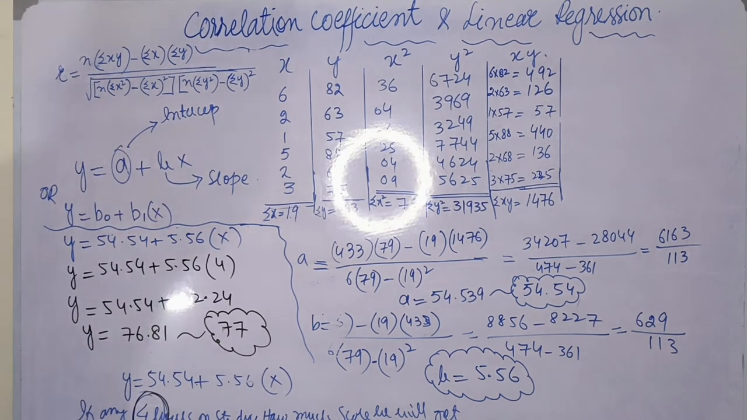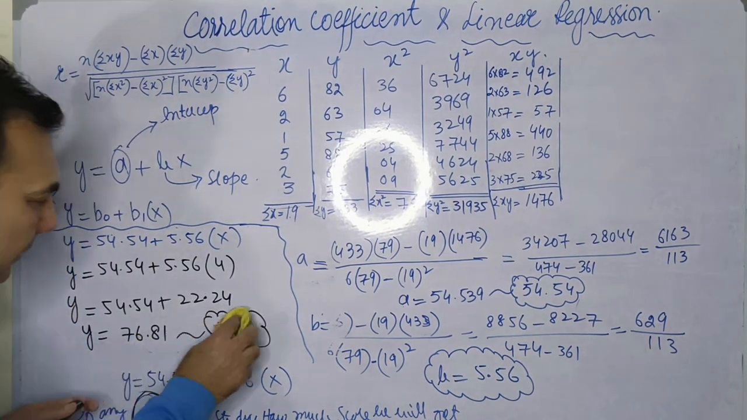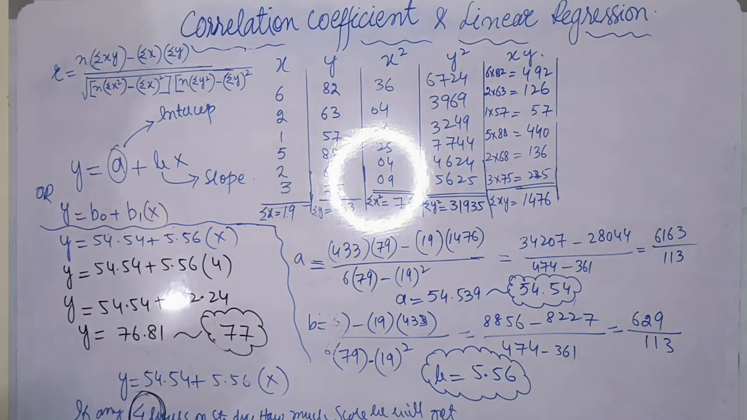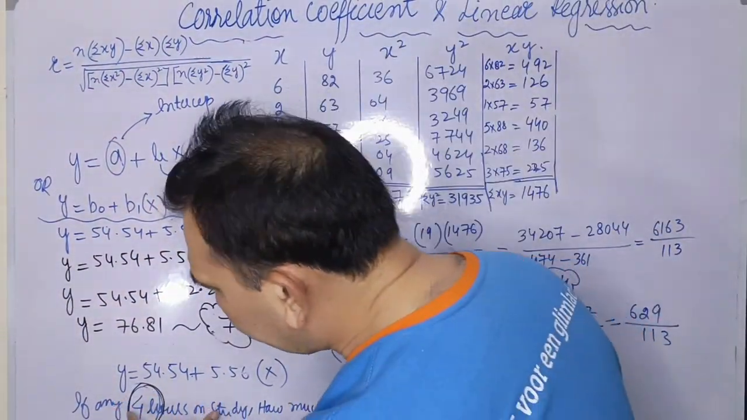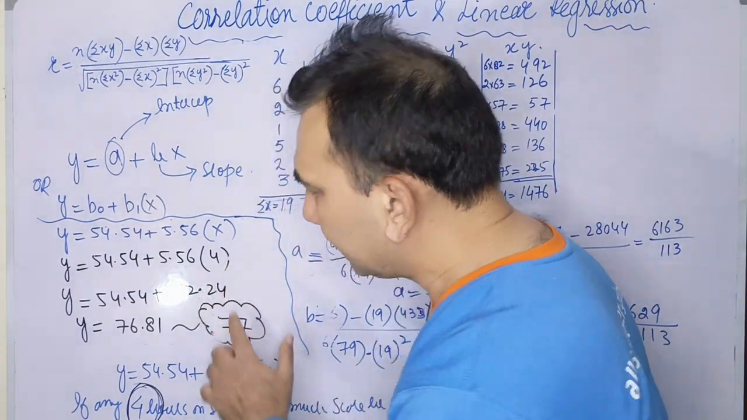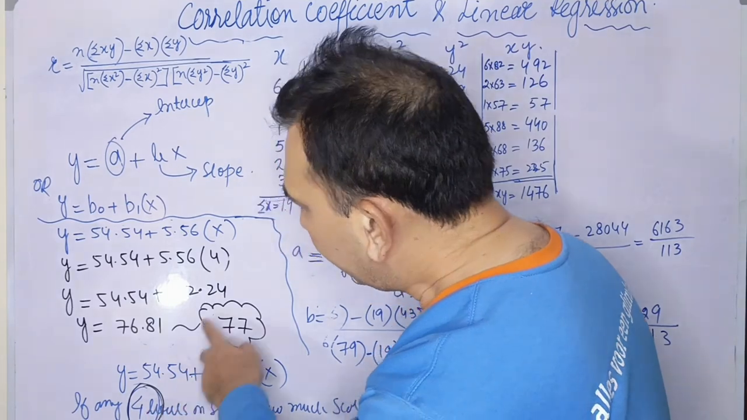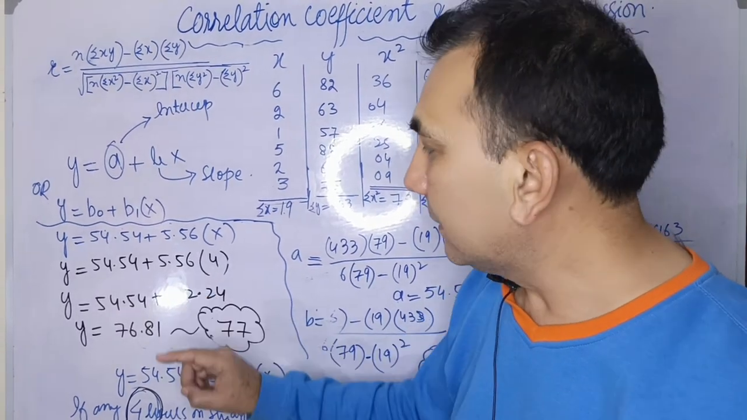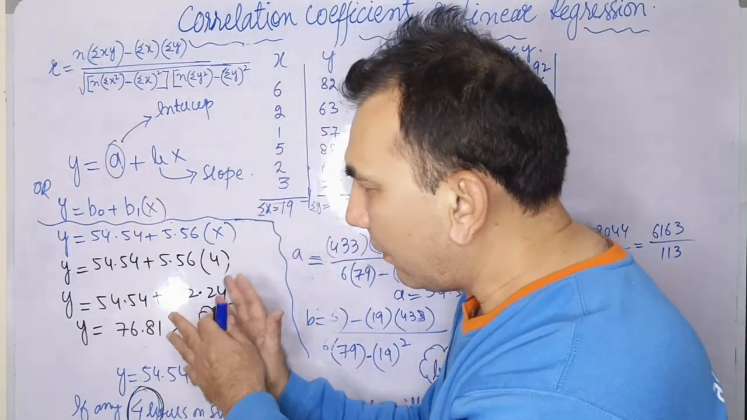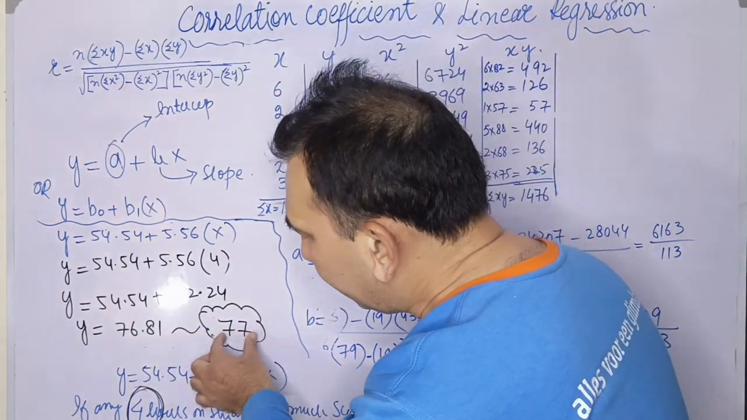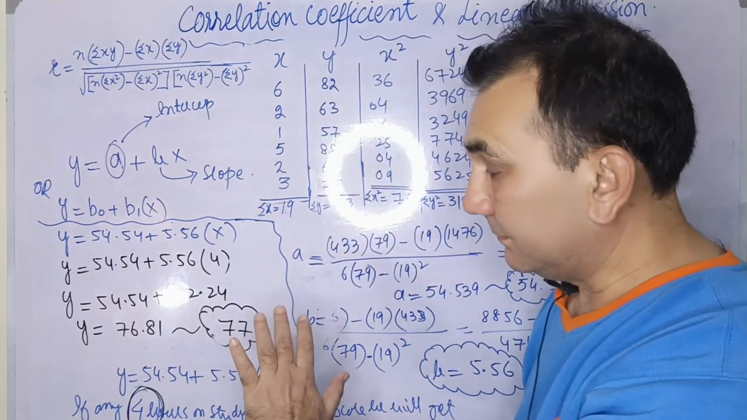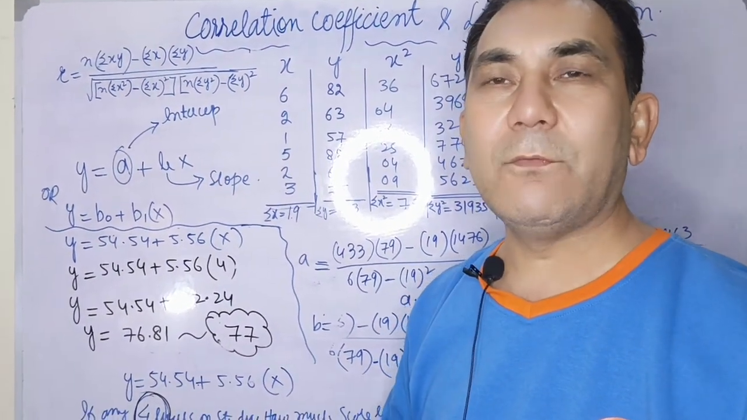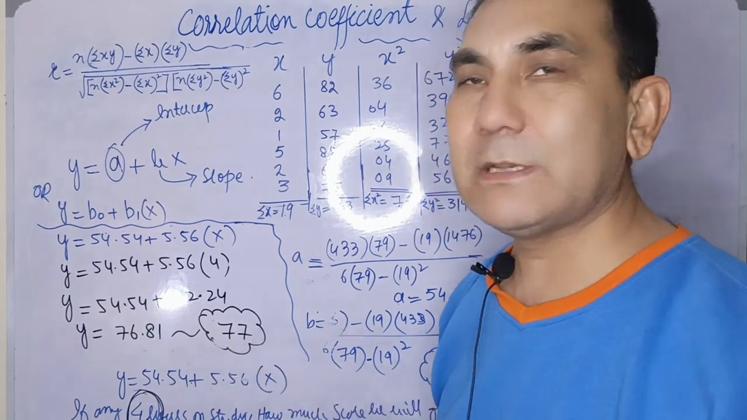Now see here, it is a very key point to understand. The examiner asked a question: if the value of X is 4 hours, we put the value of X as 4, then we multiply 4 by the slope value. After adding A and B, Y comes to 77 marks. It means if any student spends 4 hours on the study, he will get 77 marks.